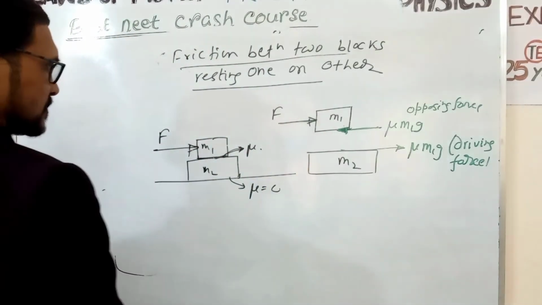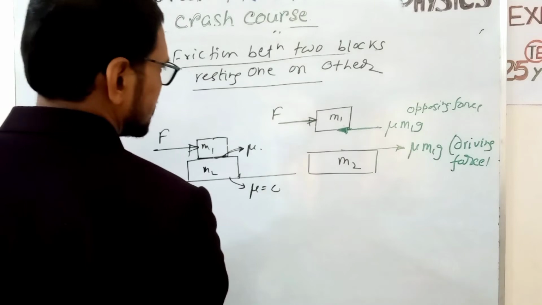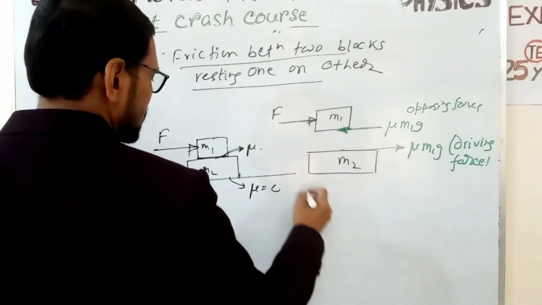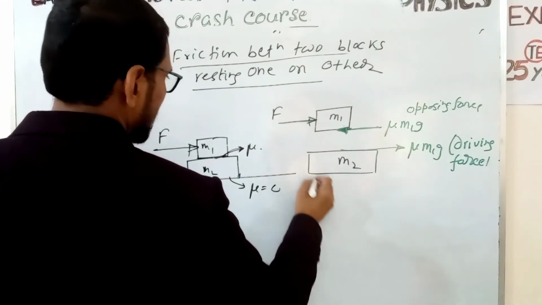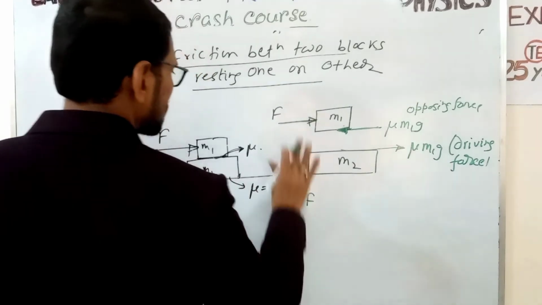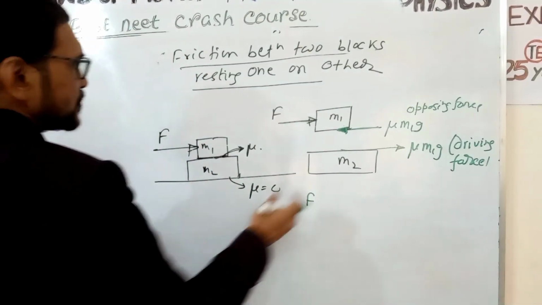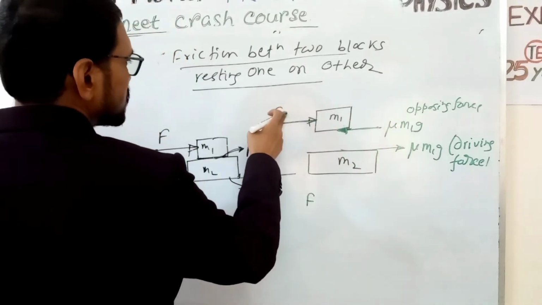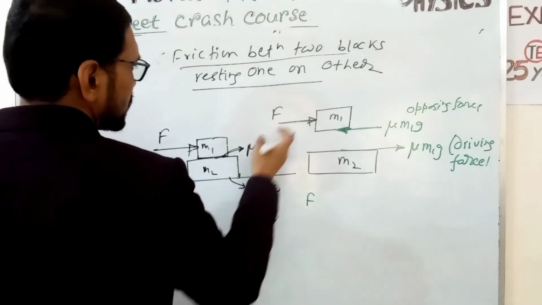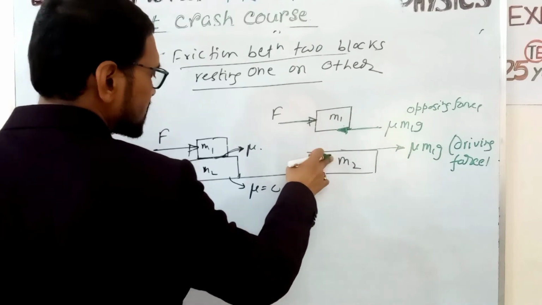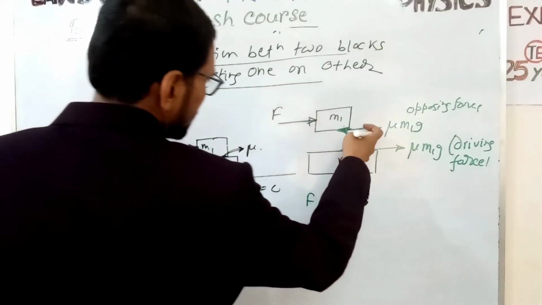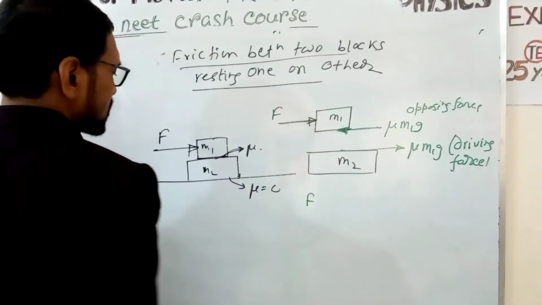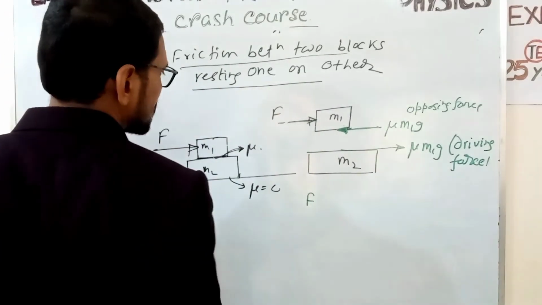Now suppose friction is less, suppose external force is less, two cases may arise. Suppose we calculate mu m1g, this value is 10 Newton and this value is 2 Newton. What happens? The block does not move over the surface because friction opposes the motion. The applied force is not sufficient.